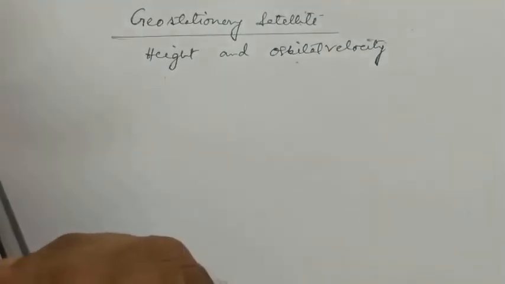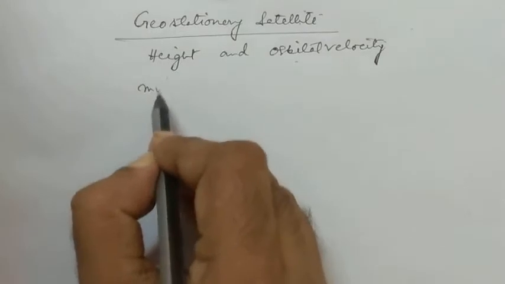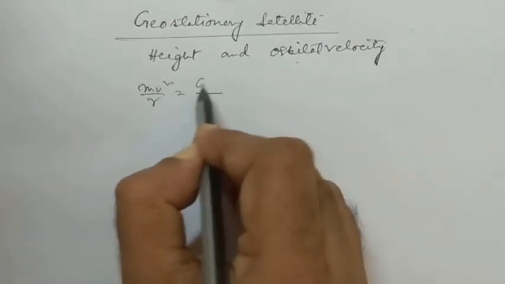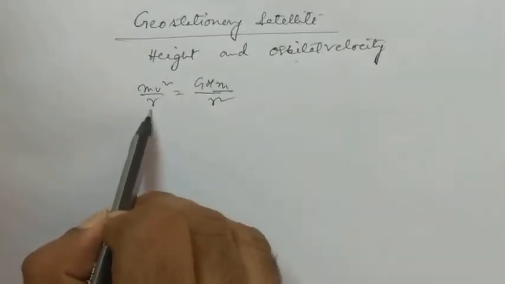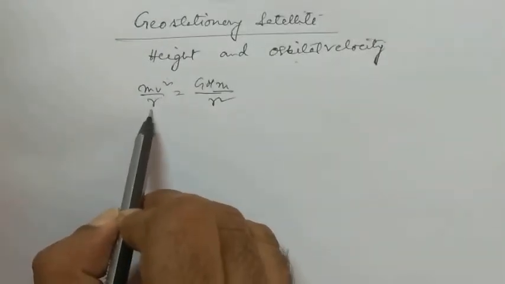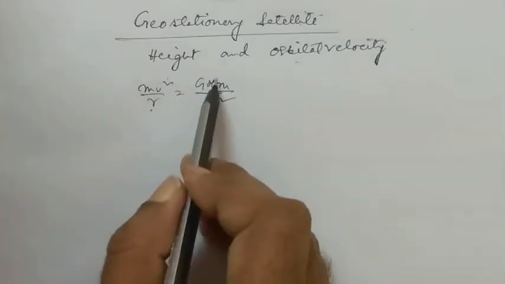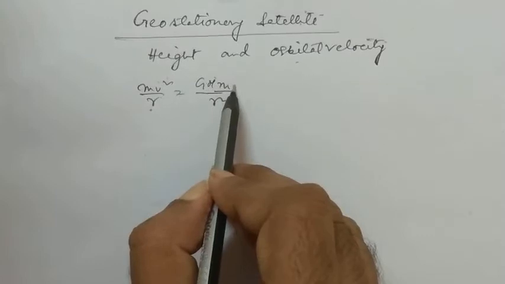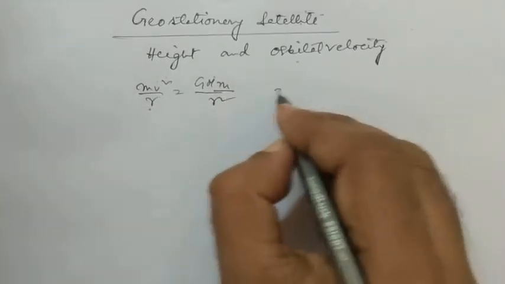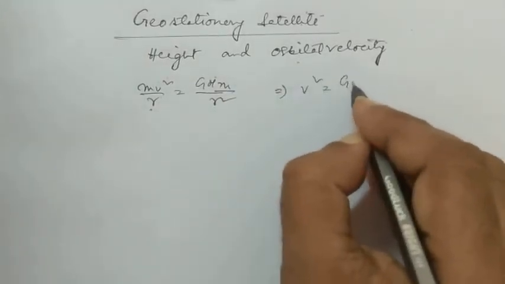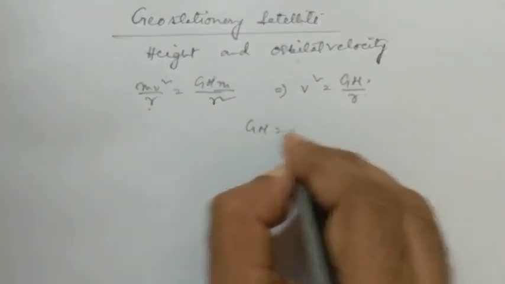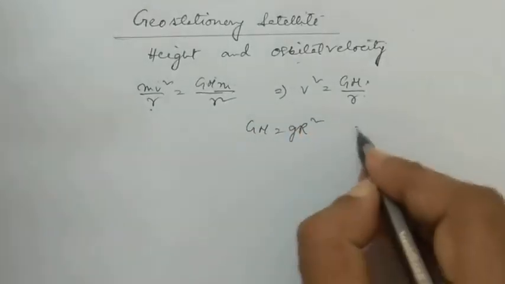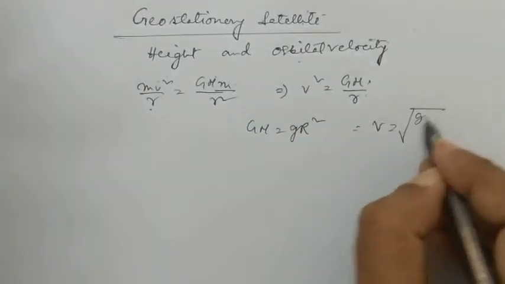describe the artificial satellites. That is mv square by r is equal to GMm by r square, where r is the orbital radius of the satellite from the center of the earth, v is the orbital velocity, M is the mass of the earth, and small m is the mass of the satellite. From this we have derived that v square is equal to GM by r. Replacing GM with gR square, we have found the velocity v is equal to square root of gR square by r.